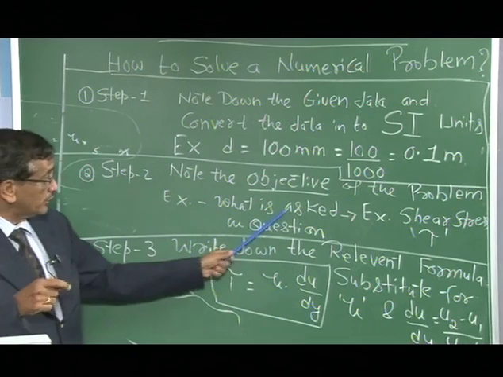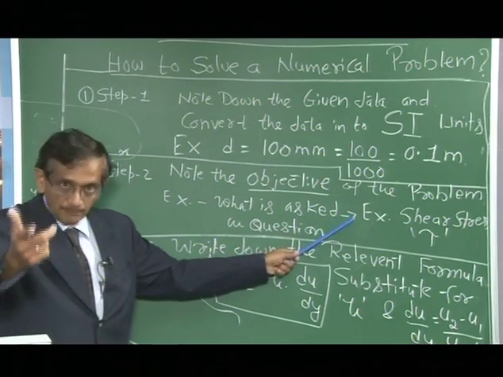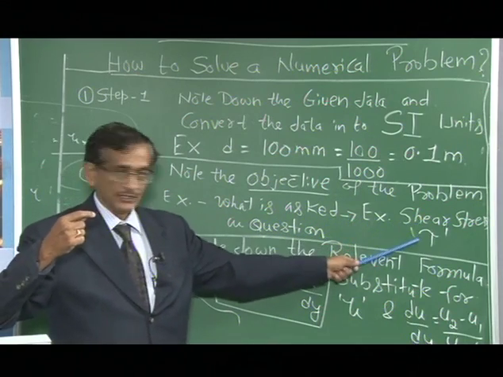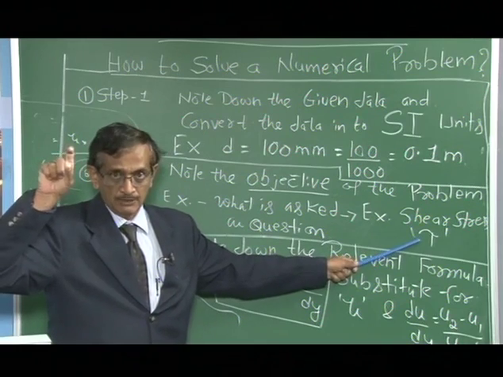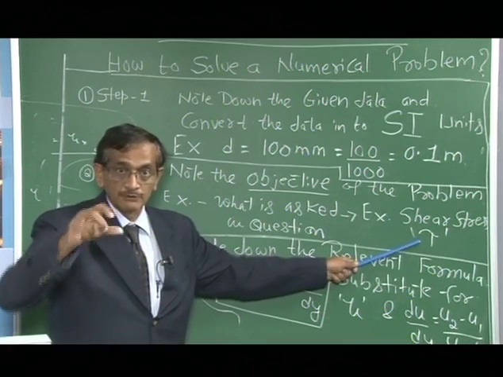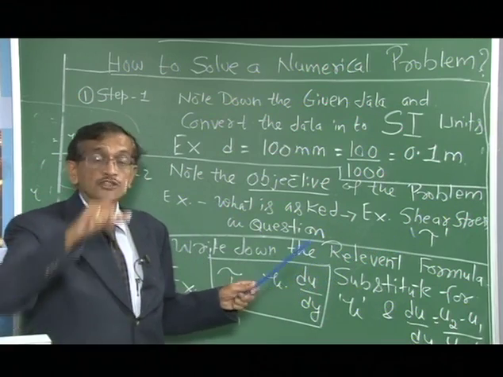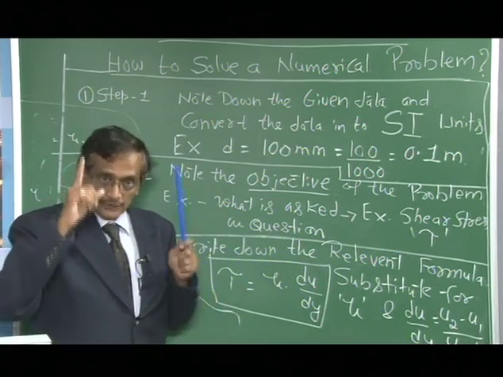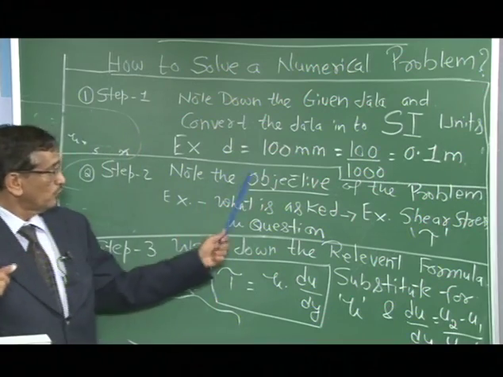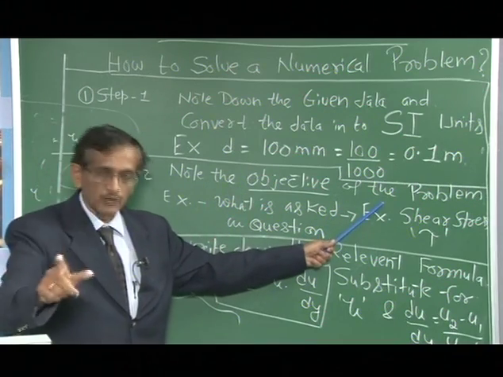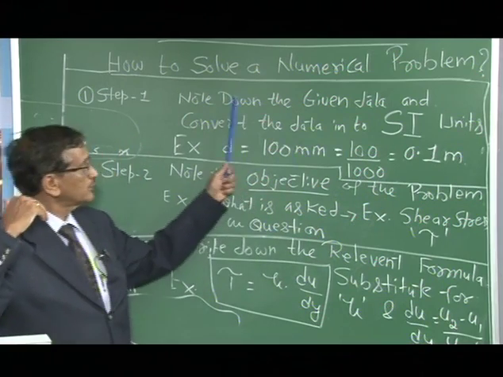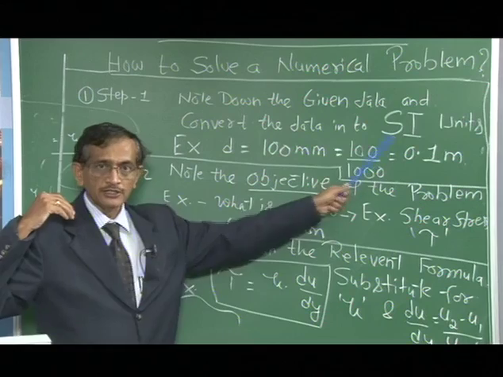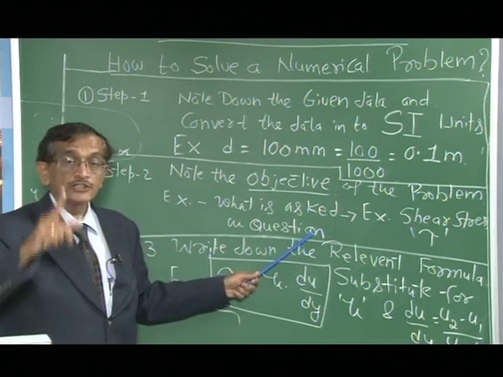So, we say what is asked in the question. For example, I take shear stress: find out the shear stress in a pipe. It means the objective is the shear stress. So, step number 2 is what is the objective of the problem. Note down, do not hesitate, like this only we will learn. First, convert the data into SI units, next note down what is the objective.